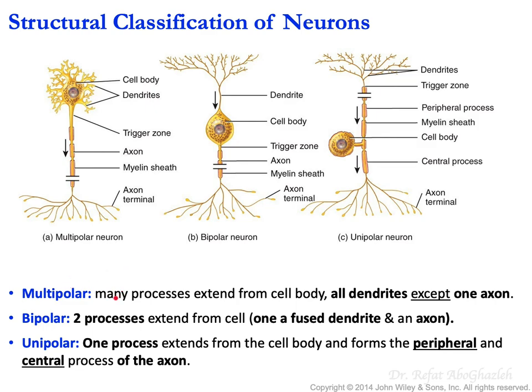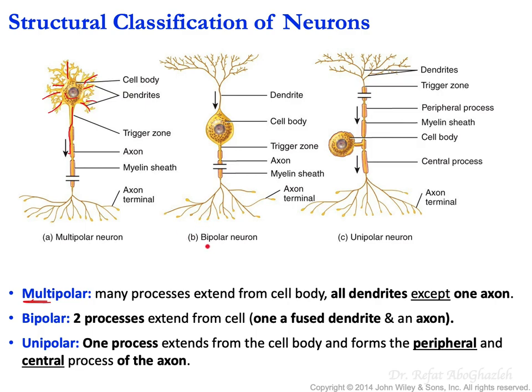So let me show you here the structural classification of neurons. Here is an example of a multipolar neuron. Here's an example of a bipolar neuron, and the last one on the right shows the unipolar neuron. So for the multipolar neuron, look at the cell body. There are many processes, not one, not two, coming out from the cell body, including many dendrites plus the axon. This is the multipolar, from its name, multi.